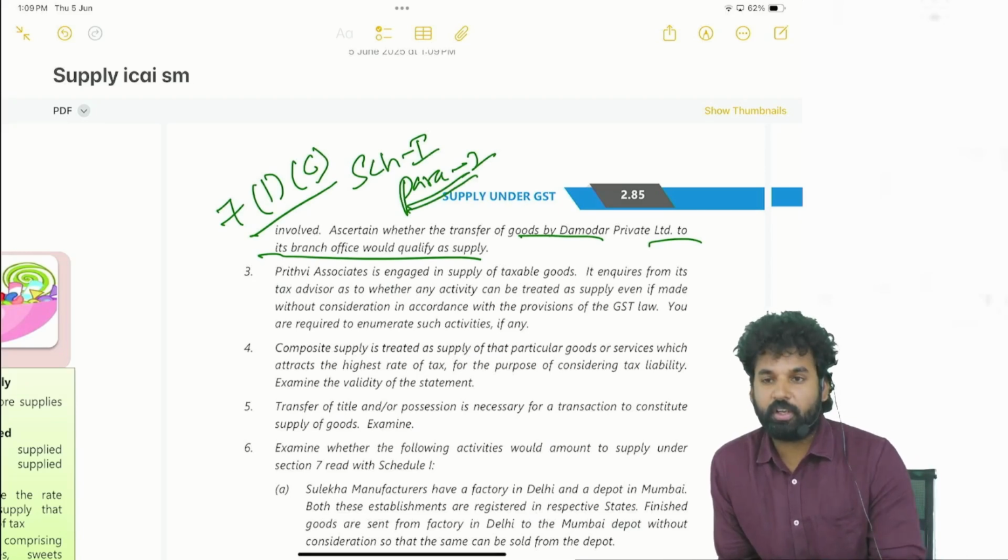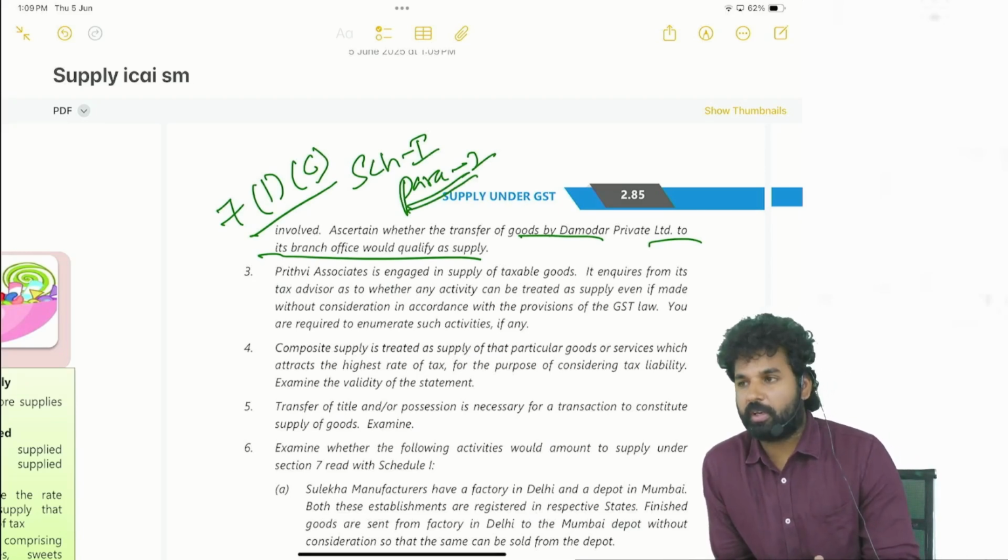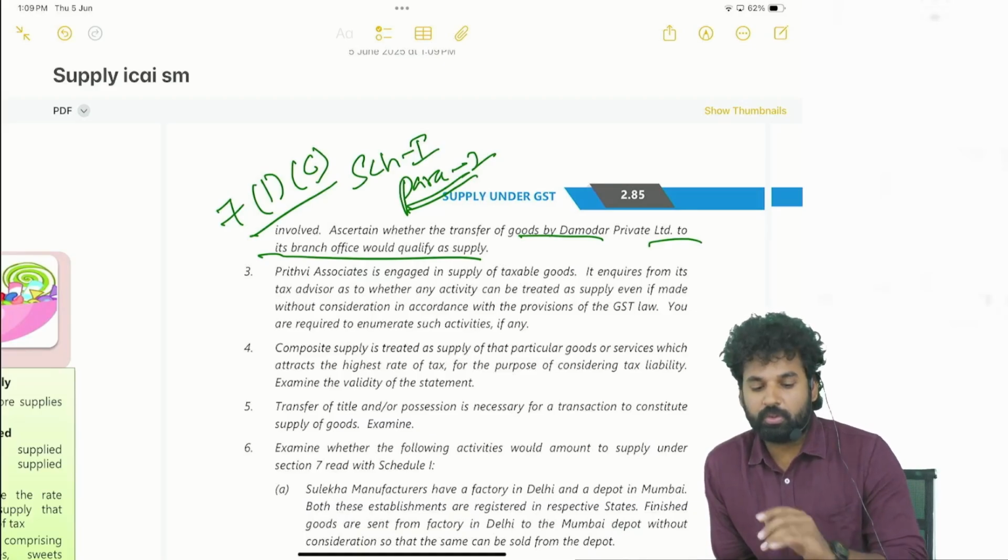See here, there is registration in Delhi, registration in West Bengal. PAN is one in the name of Damodar Private Limited, but GST registrations are two. For West Bengal different, Delhi different. The two are distinct persons. If there is any movement between distinct persons, then it will be a supply. GST will be attracted. But if it is an interstate movement of conveyance, then it is not a supply. Here the goods are being moved.